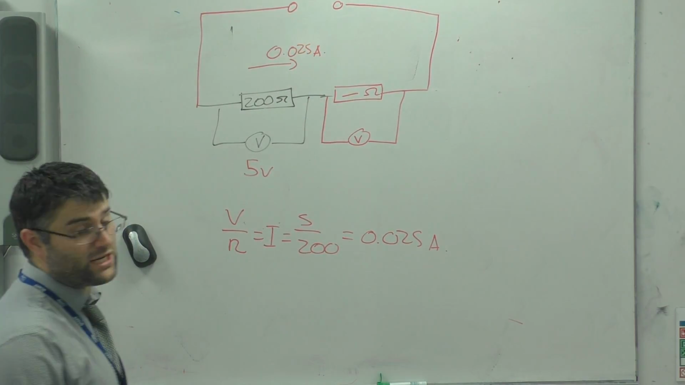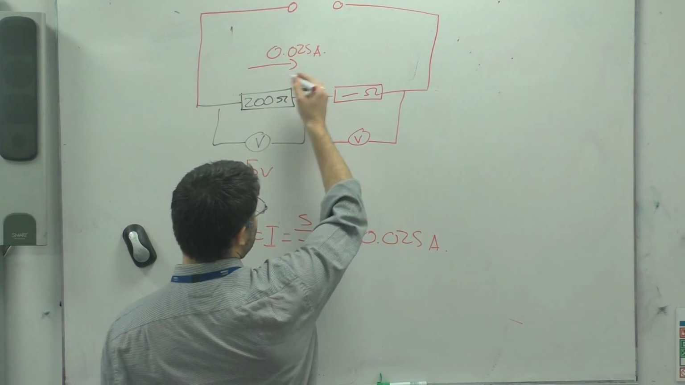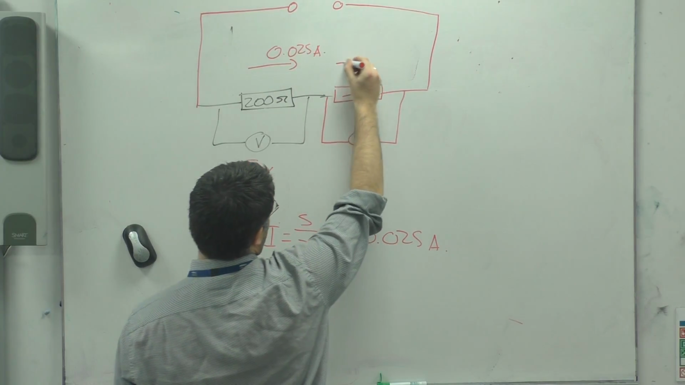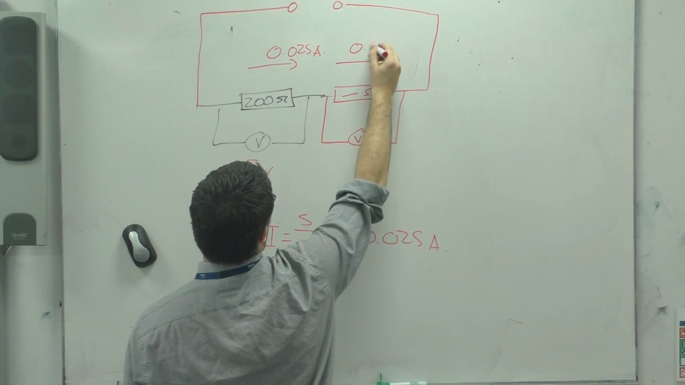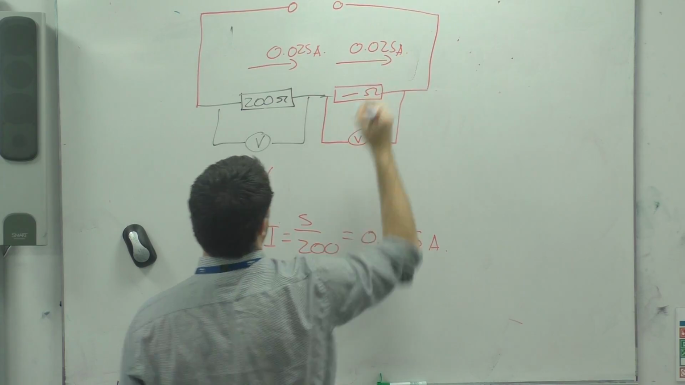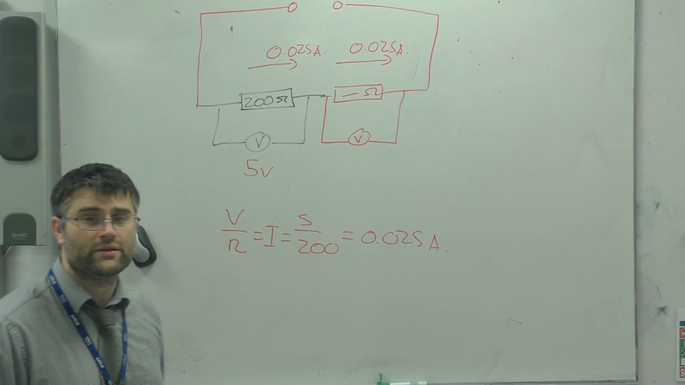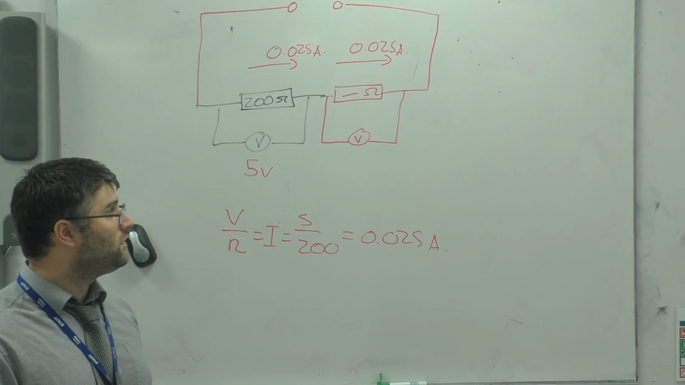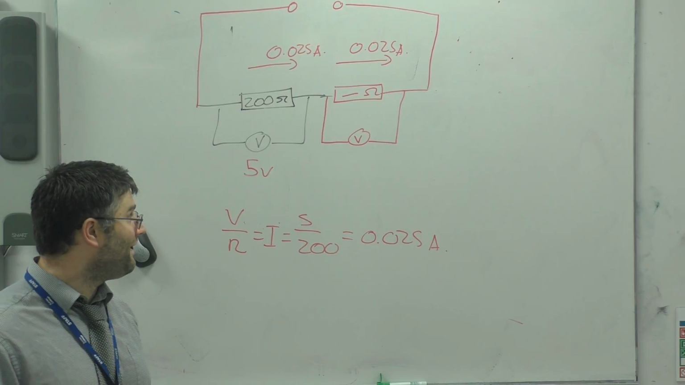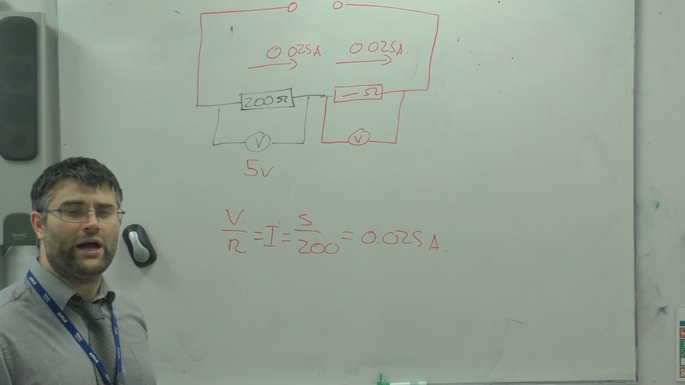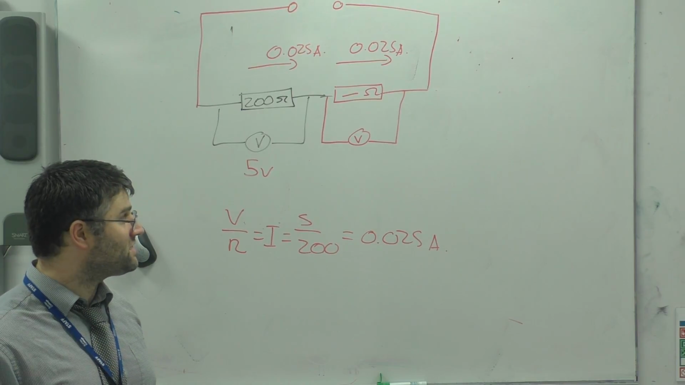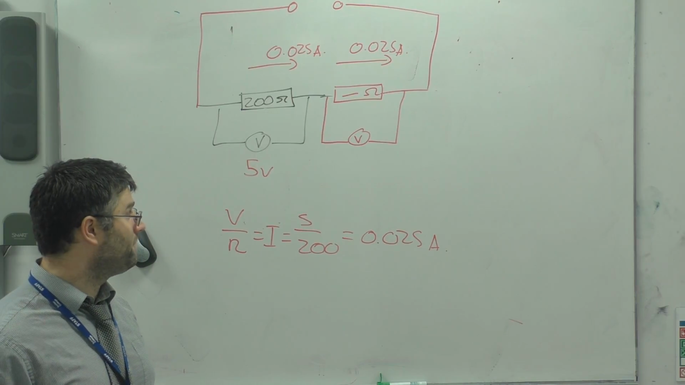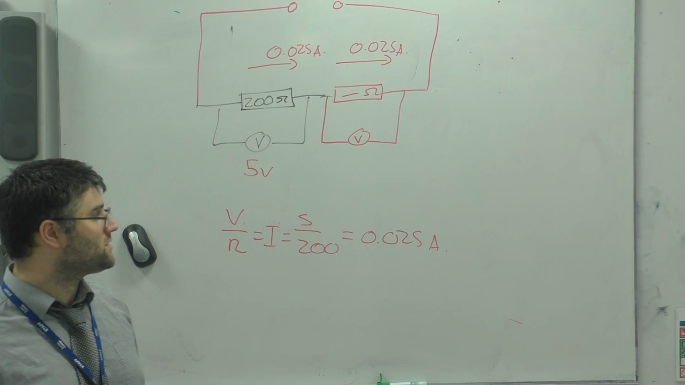And as we would suggest before, in any series circuit, we've got a current running through here of 0.025 amps. And that's correct. That is the current running through that resistor. But we've got a problem now. I only know one thing about this resistor. I only know the current running through it, and I want to work out the resistance.